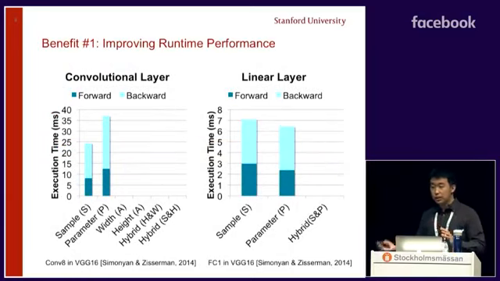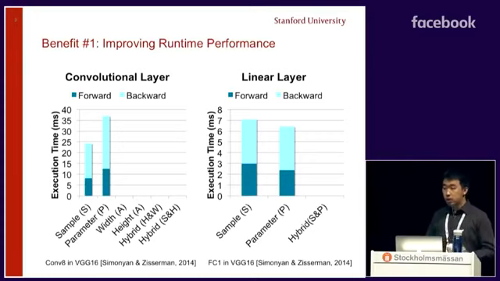So one question you may ask is, why do we bother exploring this large search space instead of just using data and model parallelism? There are 3 benefits I can provide. The first is that exploring the large search space can improve the runtime performance. This figure shows the runtime performance for a convolutional layer and a fully connected layer.